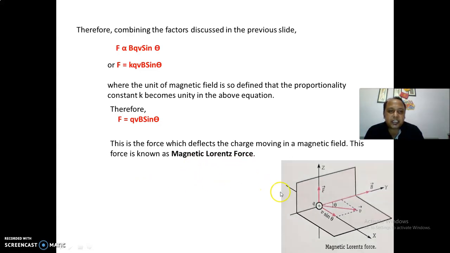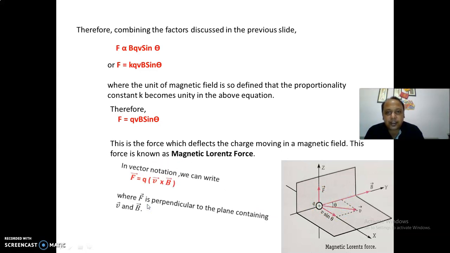Now you can see here the direction of force is perpendicular to the plane of v and B. The two vectors, velocity vector and the magnetic field, are in the xy plane, but the force is along the z-axis. That is perpendicular to the plane which contains v and B.